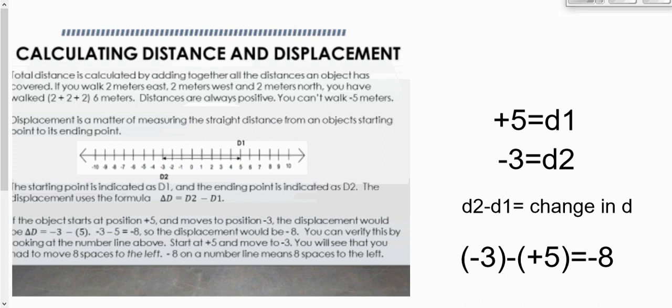Now we can count this also just on our number line. You could go ahead and mark your D1 at position +5 and your D2 at position -3, and then you could count how many spaces you've moved. You've moved 1, 2, 3, 4, 5, 6, 7, 8 spaces in the negative direction. We've been moving to the left. 8 spaces in the negative direction is -8.